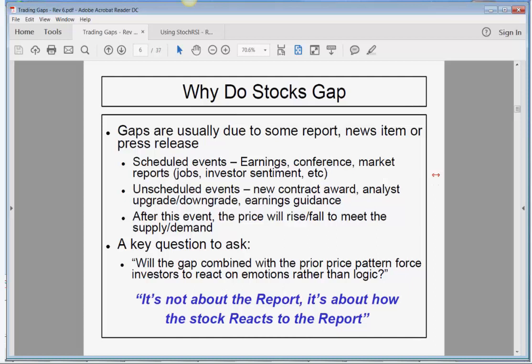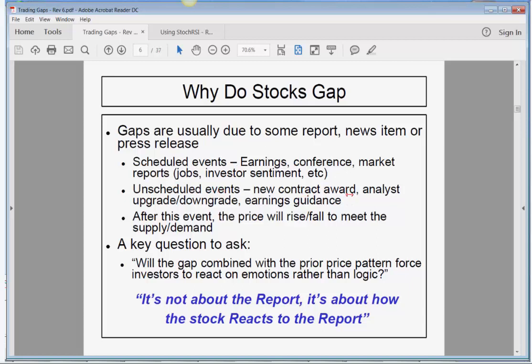Why do stocks gap? There's only one reason. News. News of some sort. Scheduled events, earnings, conferences, market reports, yada, yada, yada. Their stocks are going to move on those. I don't really care so much about the ones that are going with the market. I want ones that are on their own page.